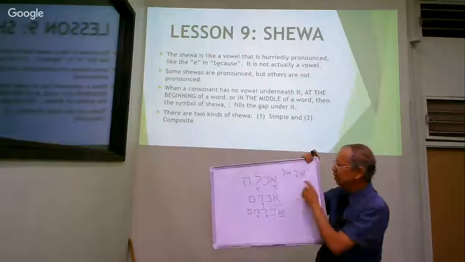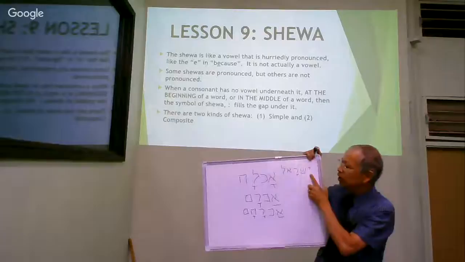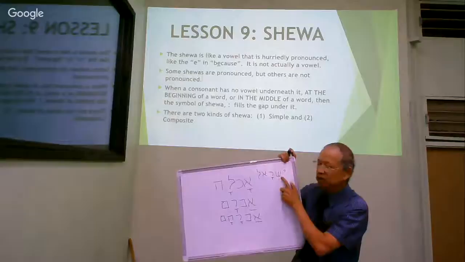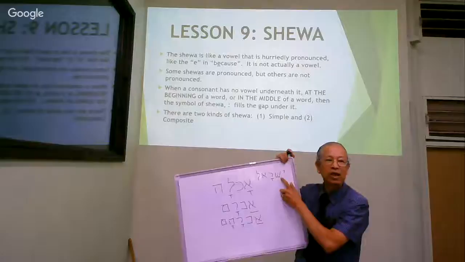Now notice the Yod, short Yerik. There's a tiny dot there. I hope you can see, viewers. Shin or Sin. Not that you commit sin. This is the letter Sin in the Hebrew alphabet.